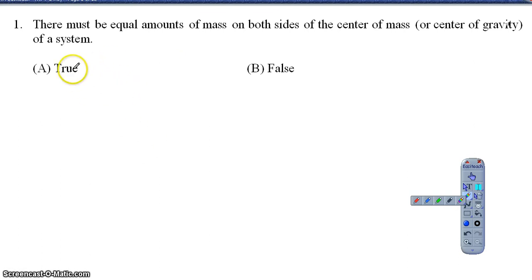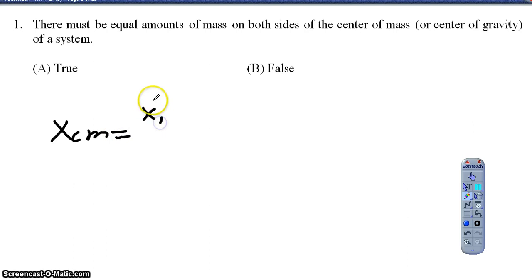Okay, so your intuition on this one might actually lead you astray, because you think if it's balanced, if the center of mass is in the middle, then surely there has to be the same amount of mass on both sides. However, I want you to keep in mind that as we calculate the center of mass, two factors come into play: the position of that mass and then the mass itself.